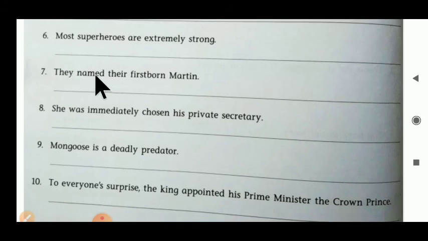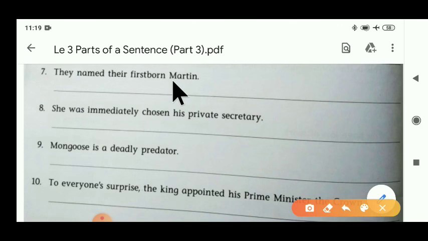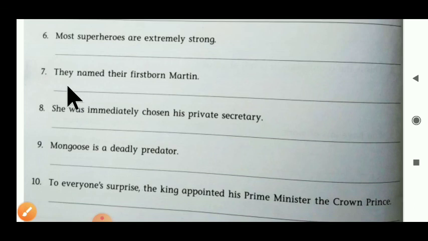They named their firstborn Martin. Here Martin is a complement, and it is used to describe firstborn. Here firstborn is the object of that sentence. So Martin becomes the object complement here. So you have to write the answer here: Martin, dash, object complement.